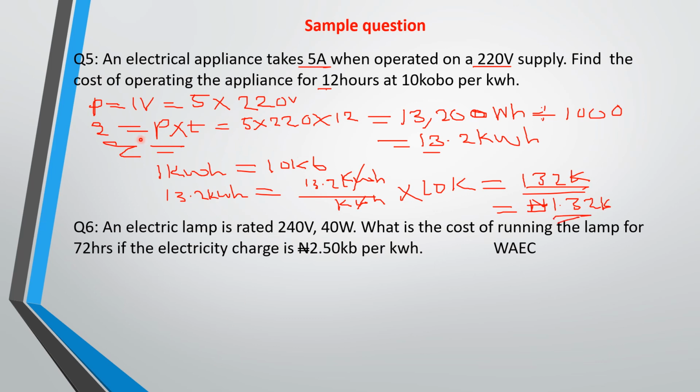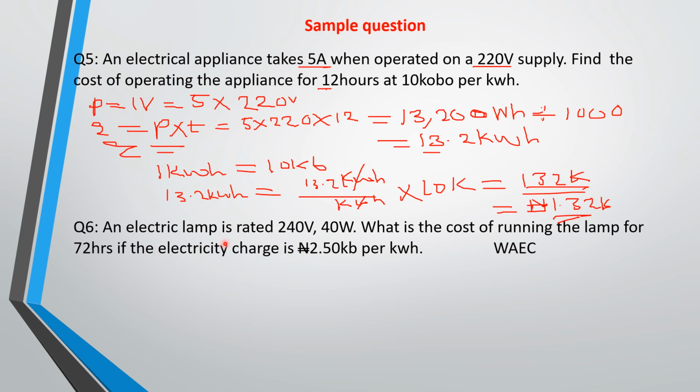Okay, so this is how to calculate the cost of energy consumption. You first of all calculate the energy consumed, which is power times time, then multiply it by the cost of the energy. Cost of energy is 10 kobo per kilowatt hour. So by the time you multiply it, you will have the cost, or the amount that you pay for the energy that you consume. Is that okay? Alright, so let's do the second one here.